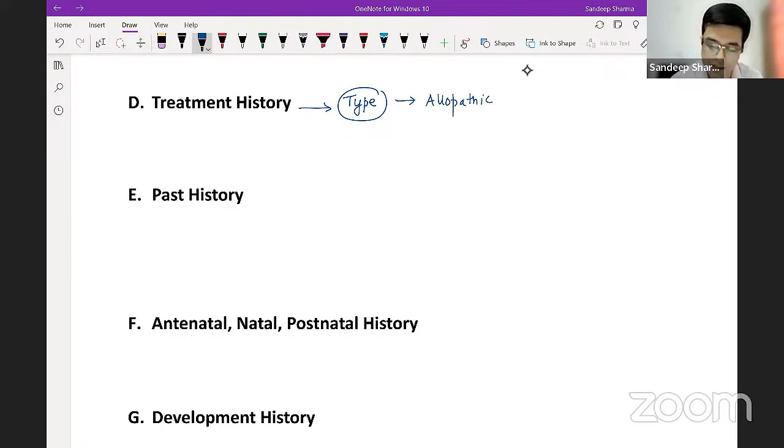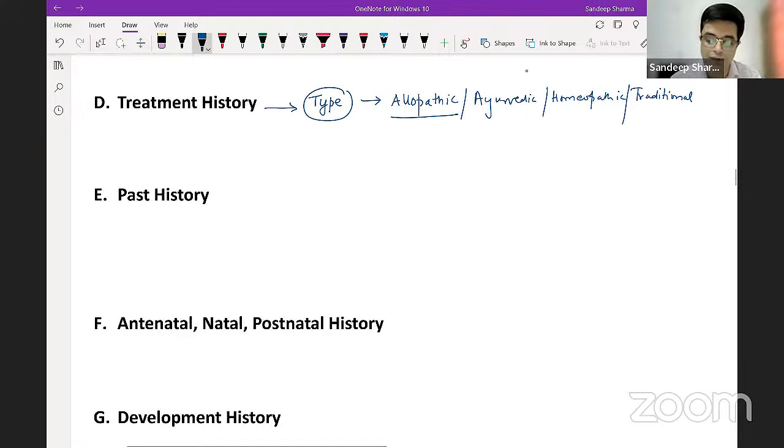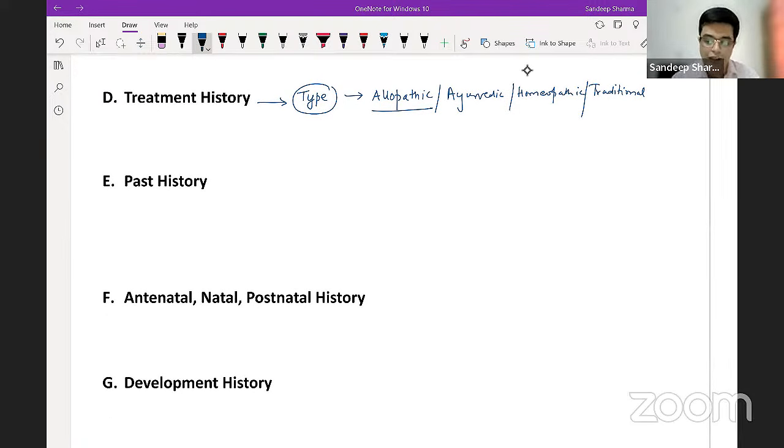Allopathic was used, Ayurvedic was used, homeopathic was used, any Unani medicine was used, Ayush system, or a traditional system of medicine. Many times in rural areas, you have the traditional system of medicine also. So you will mention the type of treatment taken. You will mention the drugs which have been taken, for what duration they have been taken, whether they have been prescribed by a doctor or they have been self-administered.